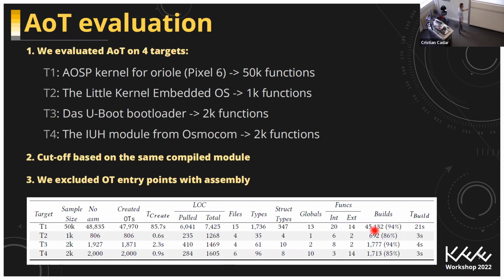On average, on the largest target, which is the Pixel, it took 1.5 minutes to create the off-target. And it also builds quite fast, 21 seconds on average. But also take a look at the number of types it takes on average to resolve dependencies. It's like 1.7K for AOSP. So it's going to be hard to do it manually. You might need to go through multiple iterations.